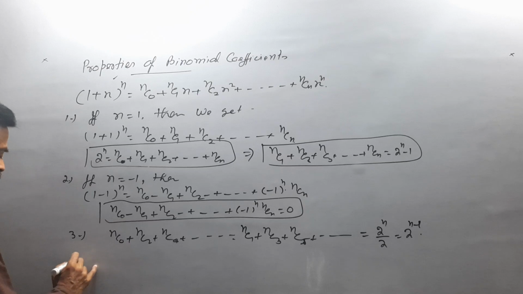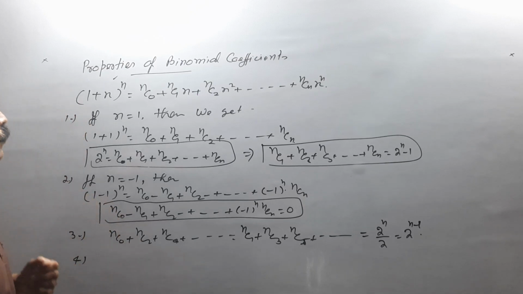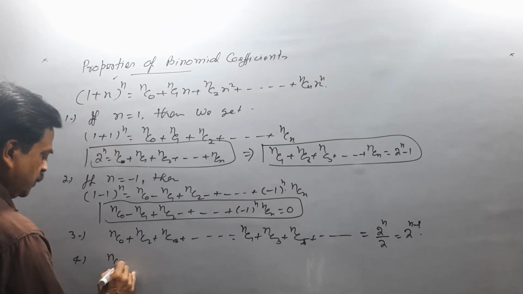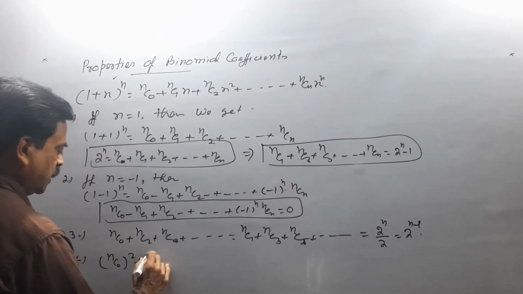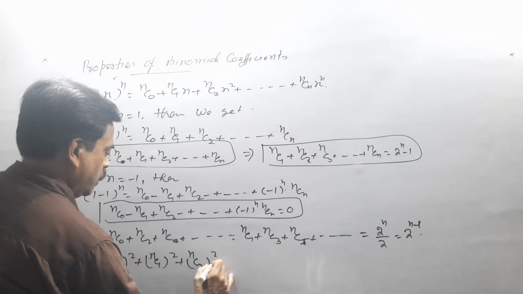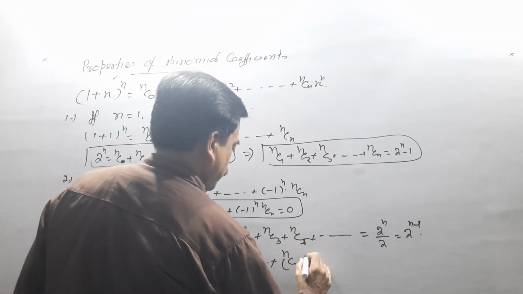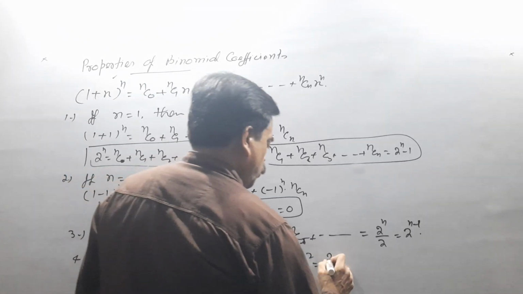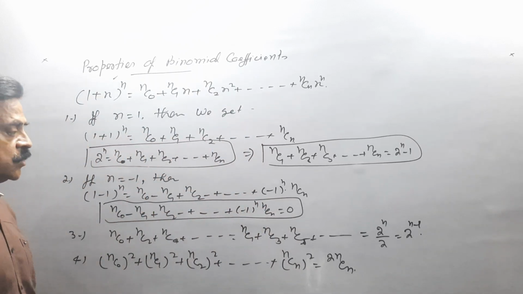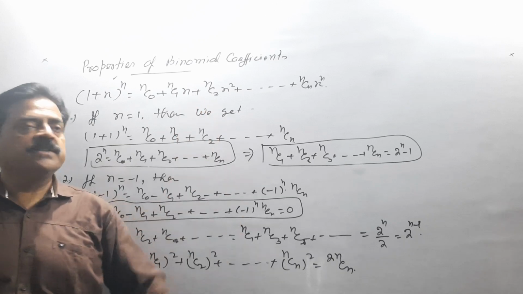Fourth property: the sum of squares of binomial coefficients, square of nC0 plus square of nC1 plus square of nC2 plus and so on, square of nCn, will be 2nCn. So this is the fourth property. So these are the properties of binomial coefficients in the expansion of (1 + x)^n.